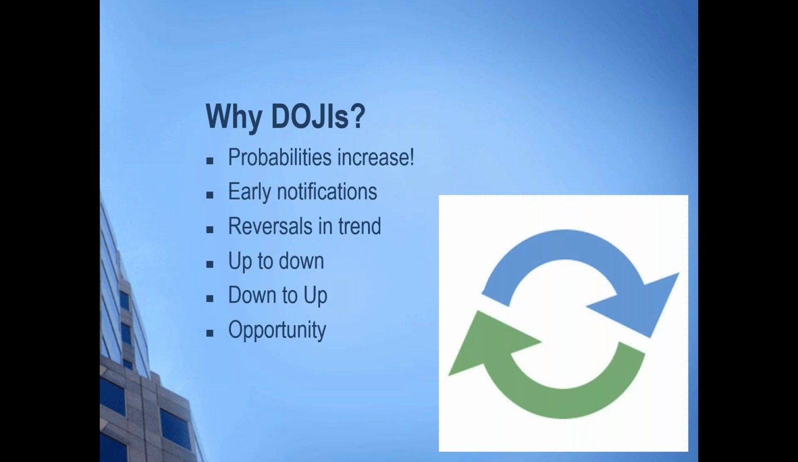So why doji patterns? Why are those important to us? It's really about probability, right? The probability of a turn after a confused environment. That's what we're looking for. We're looking for early notifications that tell us what's going to happen in advance.